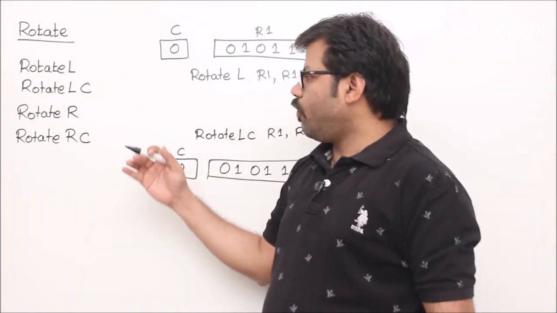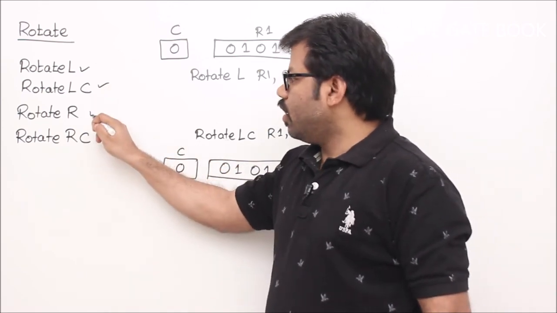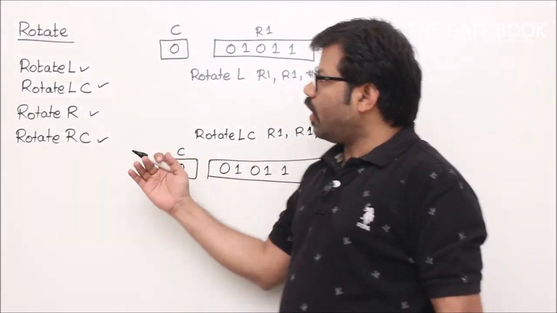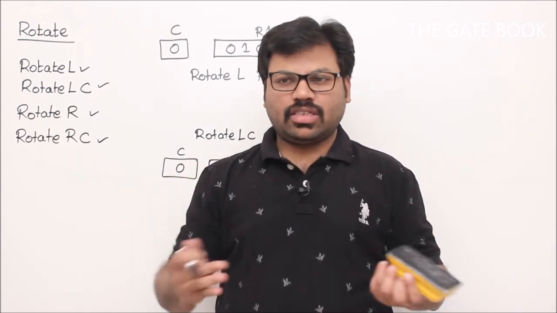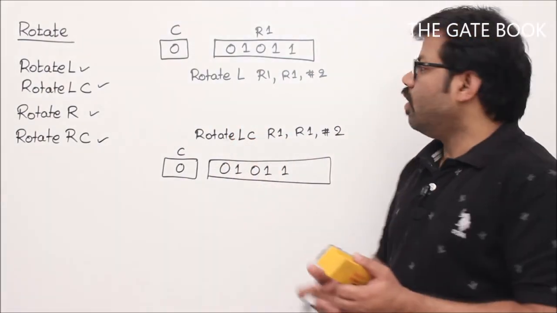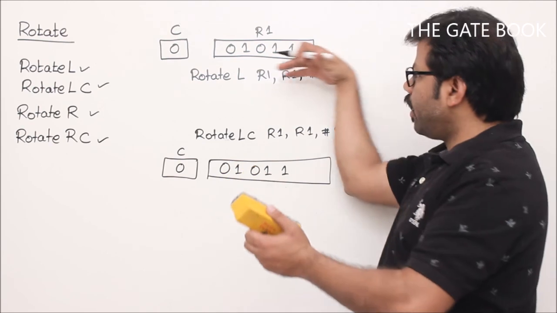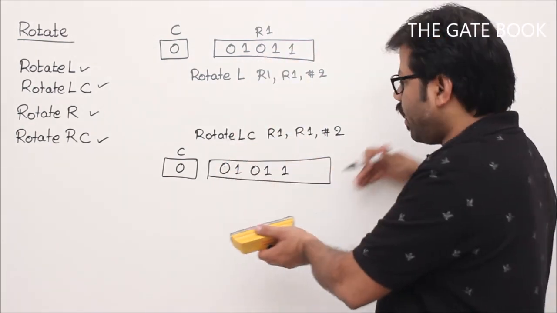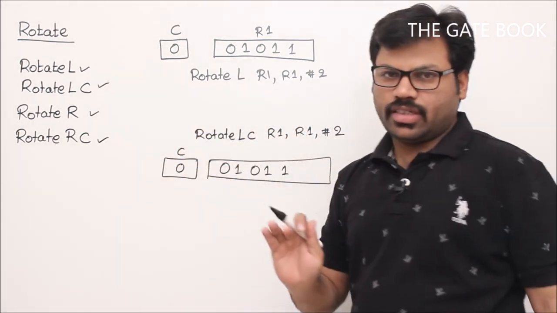So rotate operations are of 4 types, including rotate left through carry and rotate right through carry. The idea about rotations is that when you rotate, your data will not be lost. We will be storing it back and holding it in the register itself. When you are rotating from the left side, the data comes back to the right side. When you are rotating from the right side, the data comes back to the left side. That's it.